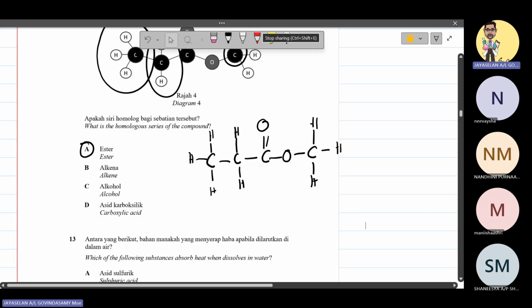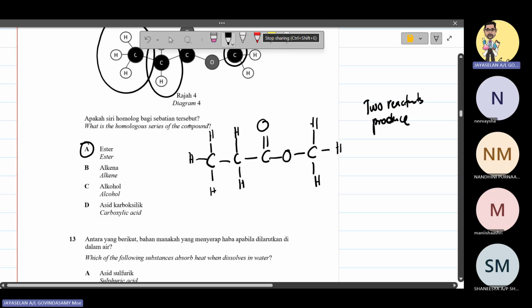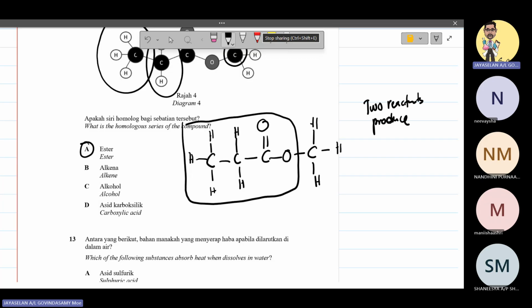Okay, we do revision. If let's say in the exam, they give you this, name the two reactants. They ask you to name two reactants used to produce this ester. Very simple. Don't make it complicated, you know. Very easy. This one in the book also got. So circle. Okay, you all put C. Any y'all circle here?